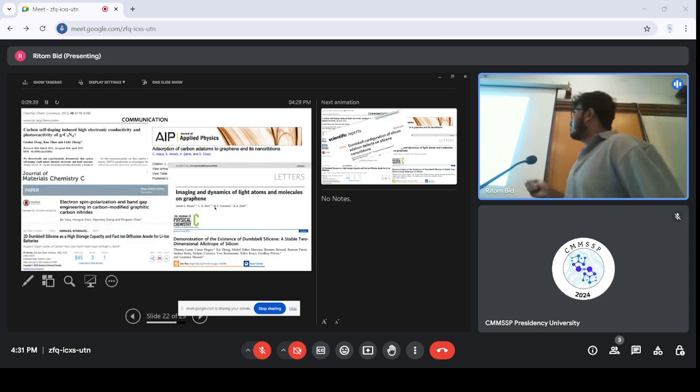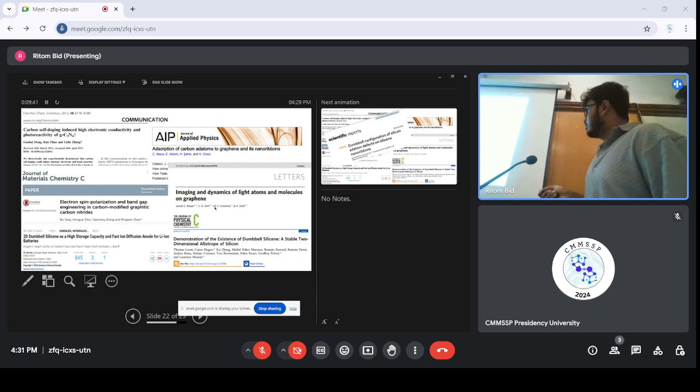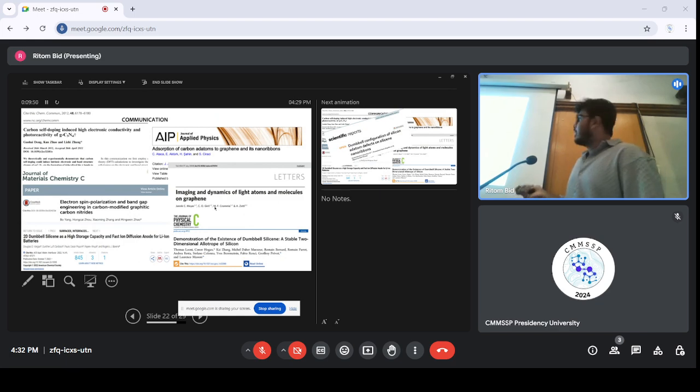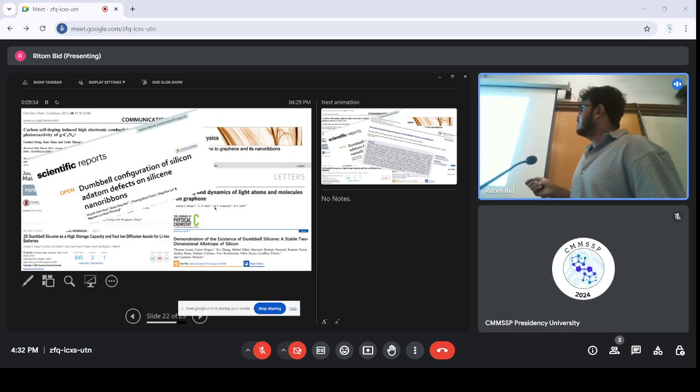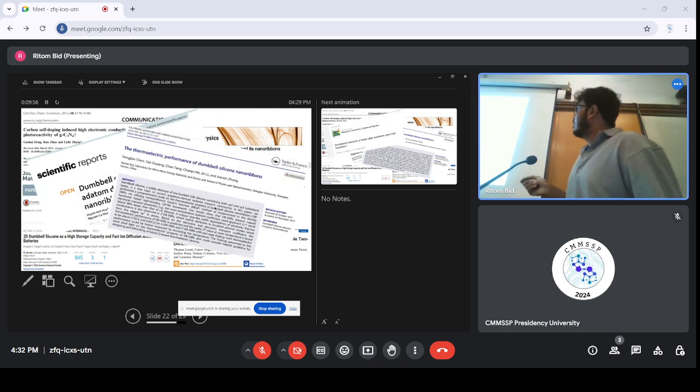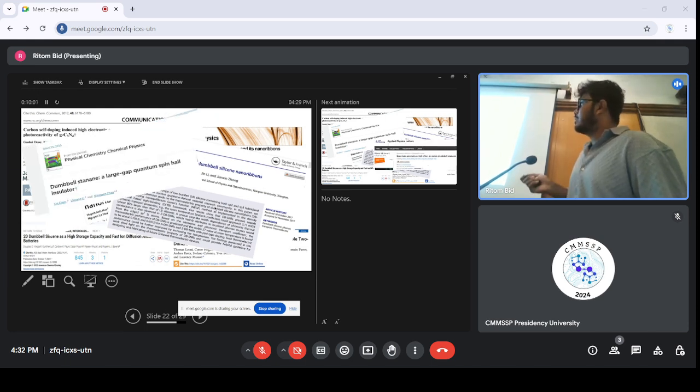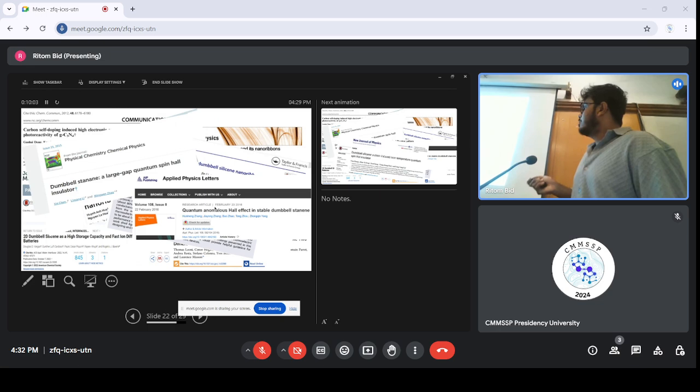And these are some papers. This is a 2021 paper, which shows that dumbbell silicon is synthesized experimentally. So our structure is very much in the range of interest. And these are some existing dumbbell configurations of silicon atom defects on silicon nanoribbons, with thermoelectric performance. So dumbbell geometry is very much emerging these days in 2D material systems. You can see many papers also.